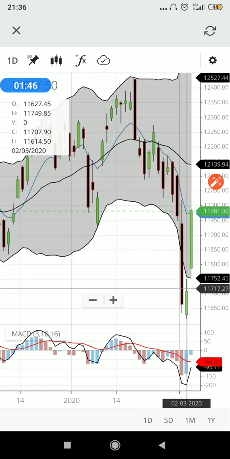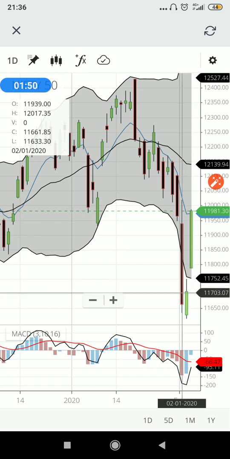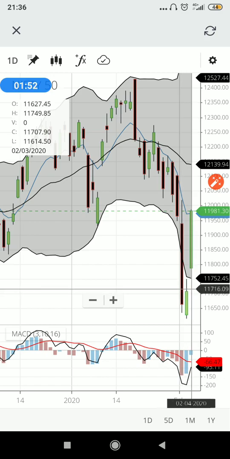If you see the MACD histogram, now it has reduced. So initially it was falling. Yesterday there was some reversal, and today again further strength we can see, which is good. Still the MACD has not turned positive. The histogram is looking positive, but MACD itself has not turned positive. So we should be careful on that front.